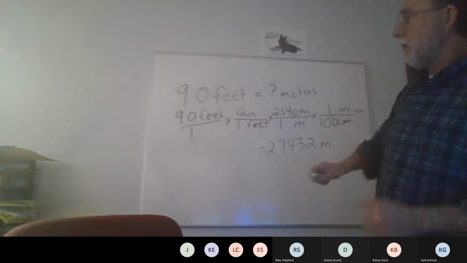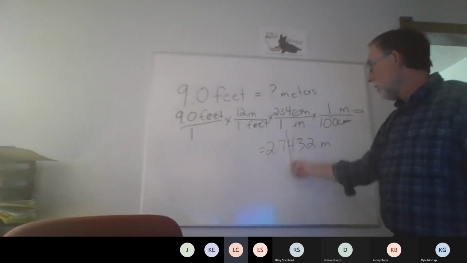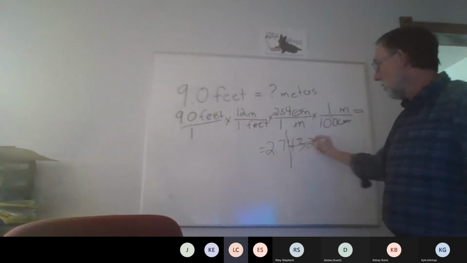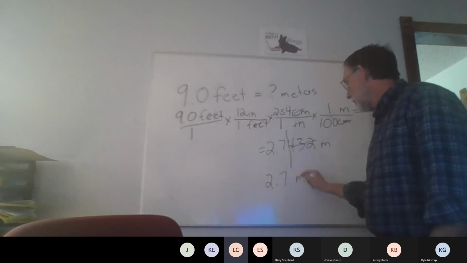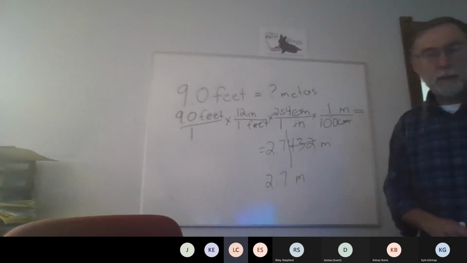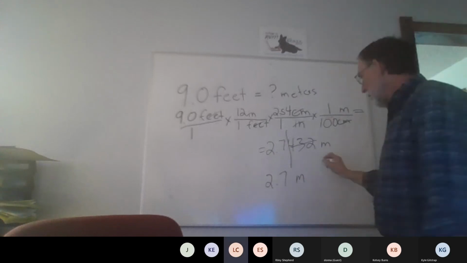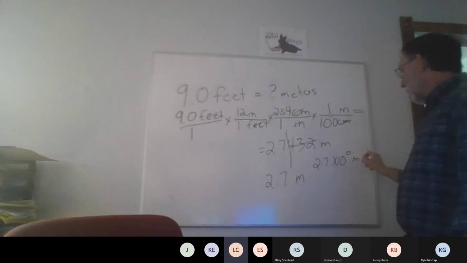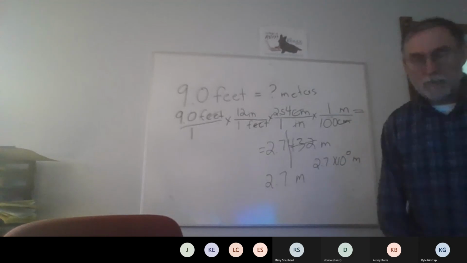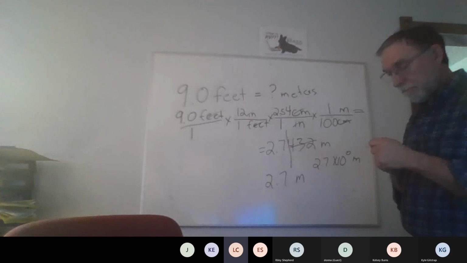So I look at my given. My given has 2 significant digits. I need 2. So I have to round. The answer would be 2.7 meters. Sometimes they say put it in scientific notation, so you've got to practice that. That would be 2.7 times 10 to the 0th power. And again, your teacher will go through scientific notation with you.